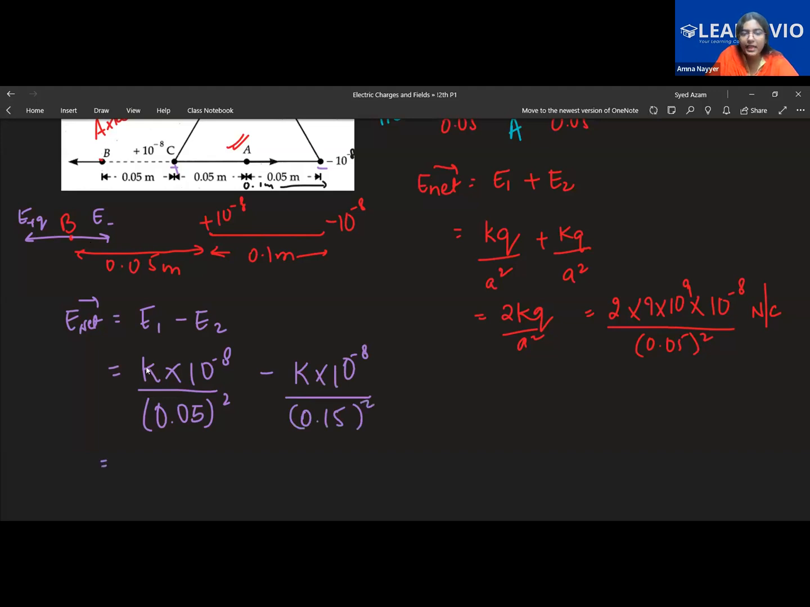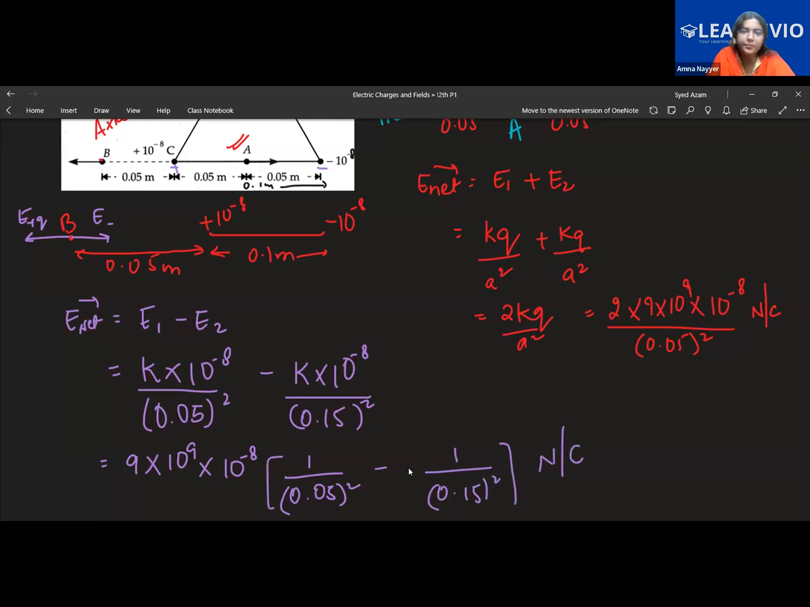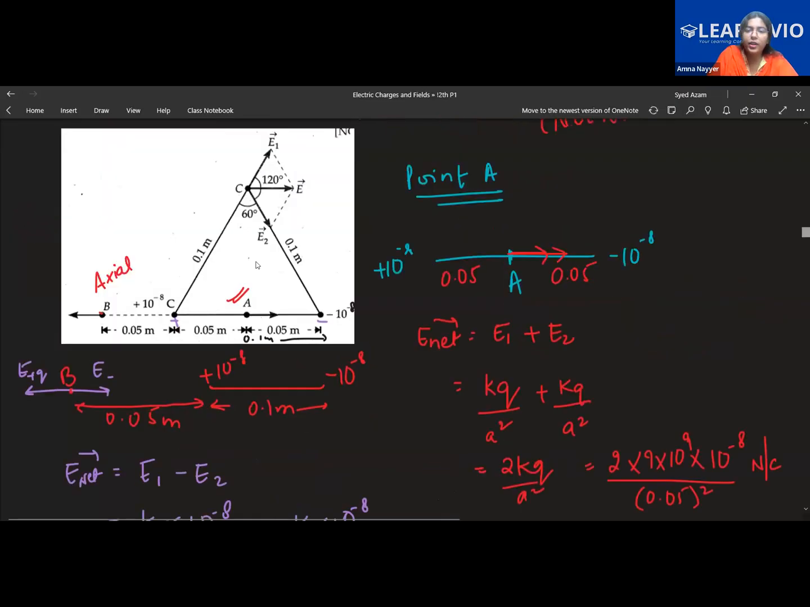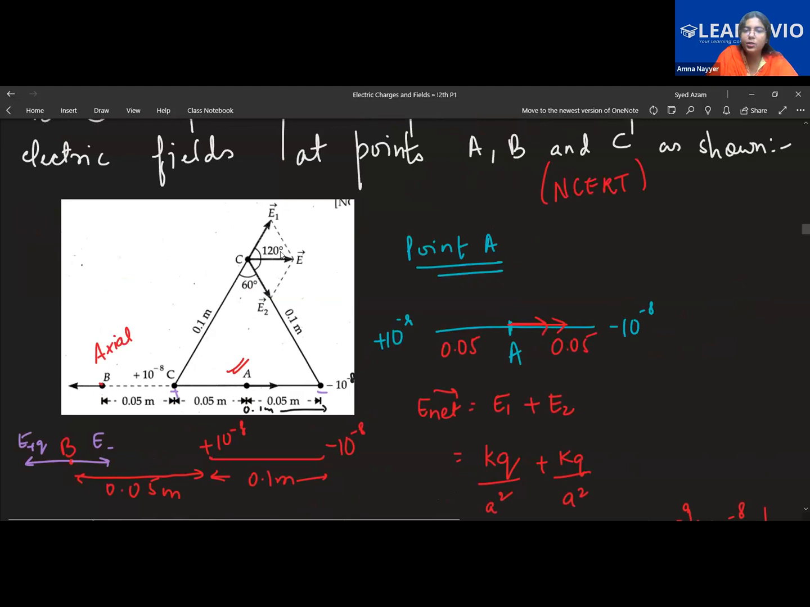So we can take this K and this charge out: 9 into 10 to the power 9 into 10 to the power minus 8. And we'll be left with 1 by 0.05 whole square minus 1 by 0.15 whole square. So this much Newton per coulomb is the electric field. This you can calculate later. Now the third point is left, that is point C. This is left: E1, E2 and E.